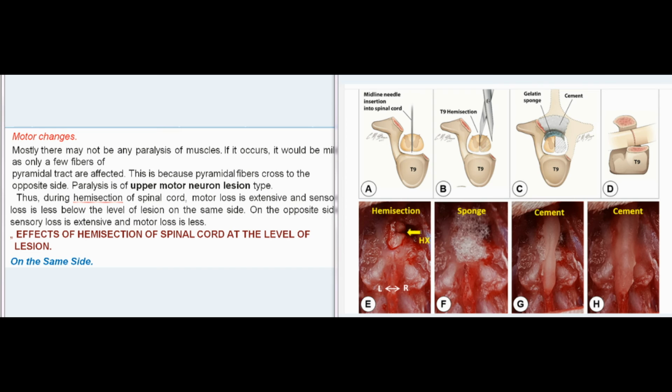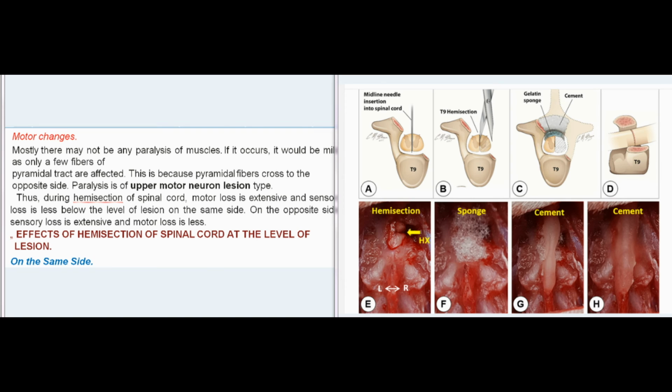Motor changes. Mostly there may not be any paralysis of muscles. If it occurs, it would be mild as only a few fibers of pyramidal tract are affected. This is because pyramidal fibers cross to the opposite side. Paralysis is of upper motor neuron lesion type. Thus, during hemisection of spinal cord, motor loss is extensive and sensory loss is less below the level of lesion on the same side. On the opposite side, sensory loss is extensive and motor loss is less.